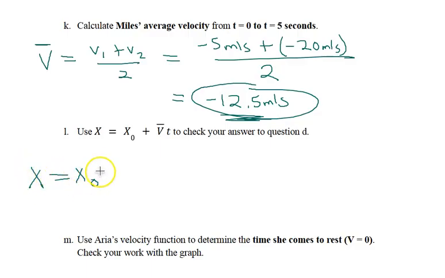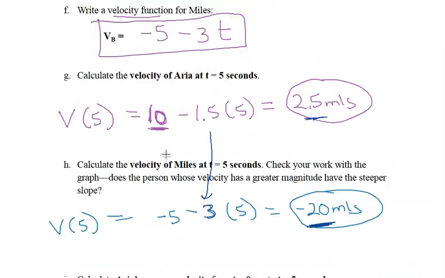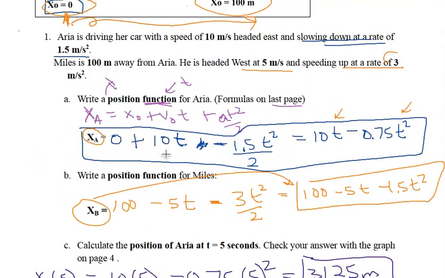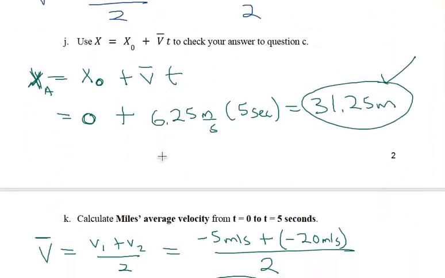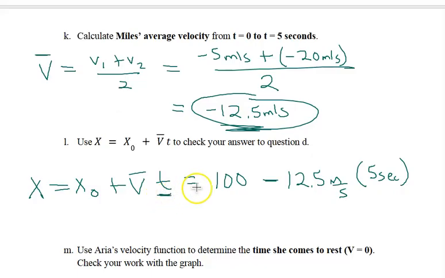Okay, let's check his position function. He did have a head start of 100 meters. He is going backwards on average in that time interval at 12.5 meters per second. Since this is only true for that time interval, you've got to plug in the time. The regular position function, you can plug in any time you want because that's not defining a time interval. This equation, you have got to plug in the time that matches the time interval over which you took the average.